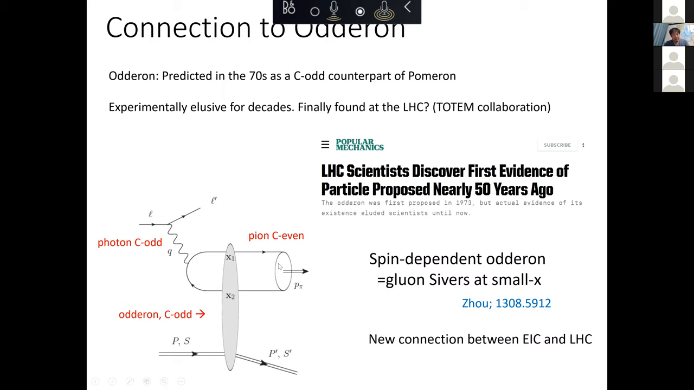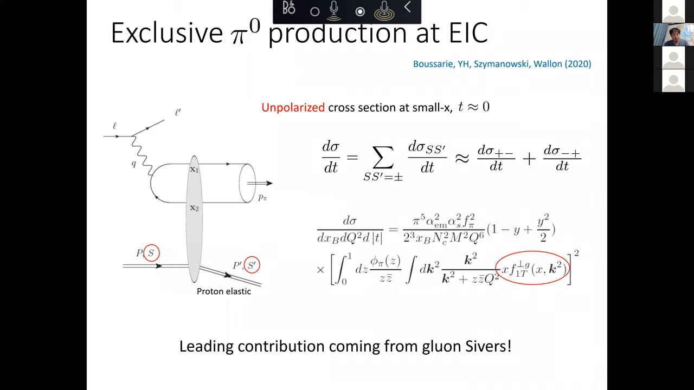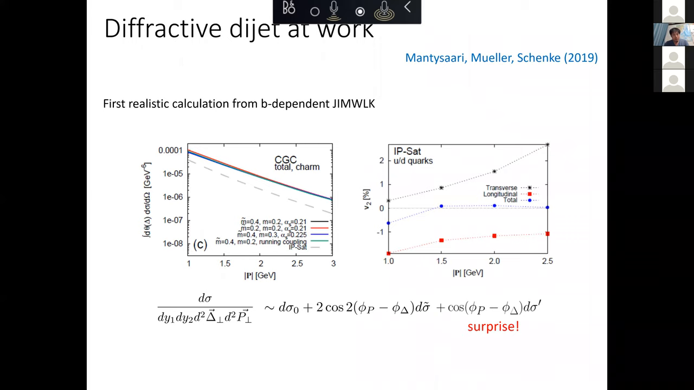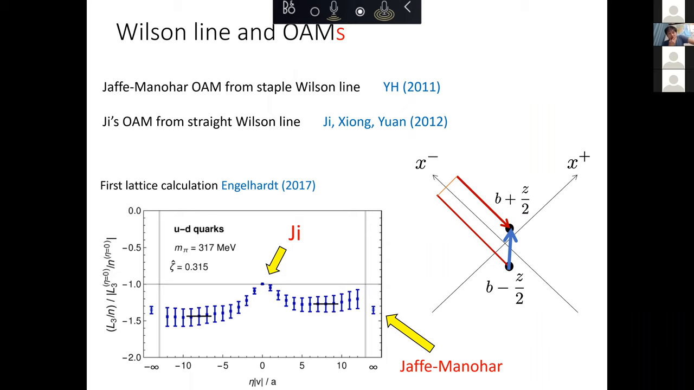Okay, Ashmita has a question. Yes, I have a doubt about the discussion of the orbital angular momentum. Could you please go to that slide where you talk about the two different gauge links, one staple and one straight line, one defining Jaffe-Manohar and one Ji? I wanted to ask this question for some time. These are not the only two possible gauge links, right? You can join these two points by any kind of path, like you can go somewhere here and then somewhere there and then come back here.